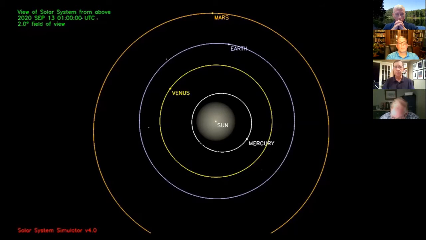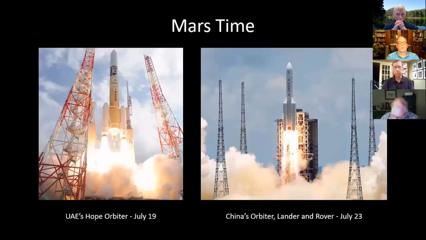And around this time, when the Earth and Mars are approaching each other, and it happens about once every 26 months, this is the opportune time to travel to Mars. It takes you the minimum amount of fuel, and it's also the quickest, roughly 6 to 7 months travel time. So as a result, we had 3 different countries launch spacecraft to Mars in July.